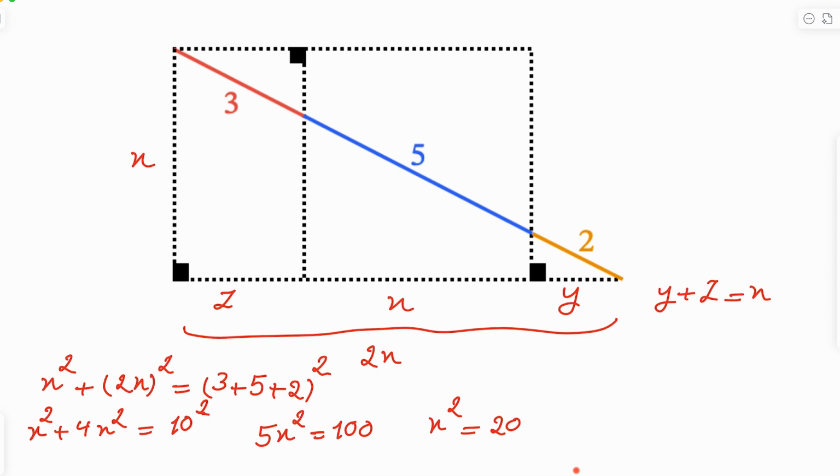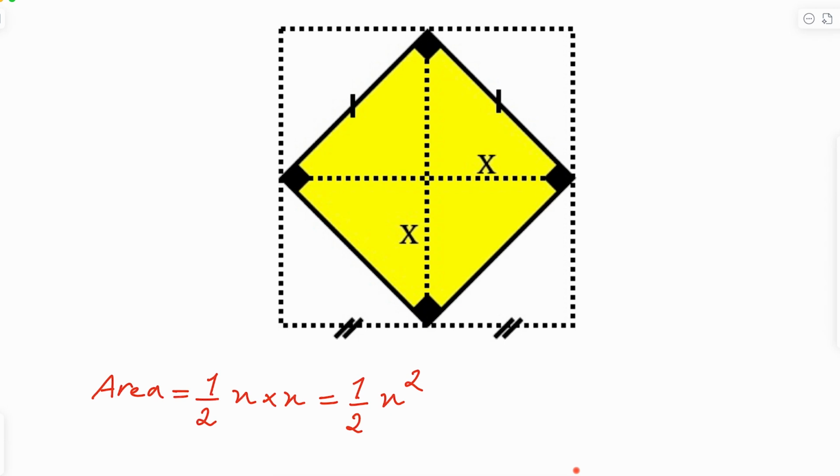If we go back to what we had for the area, we substitute the x squared with 20, so we can write 1/2 times 20, which is equal to 10. And 10 is the final answer, and it's the area of the rhombus.